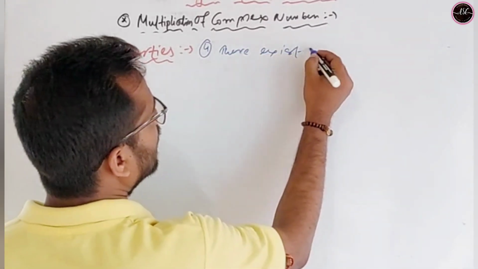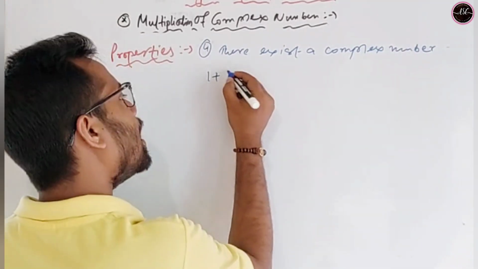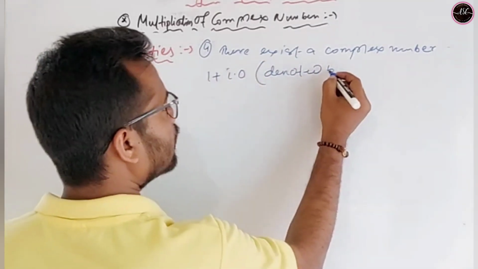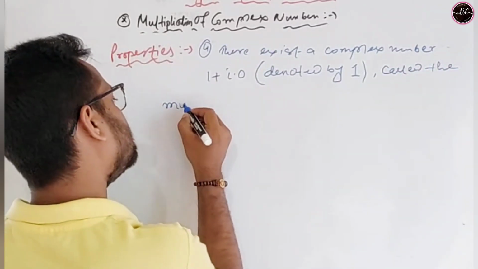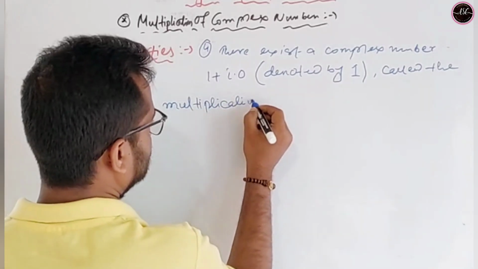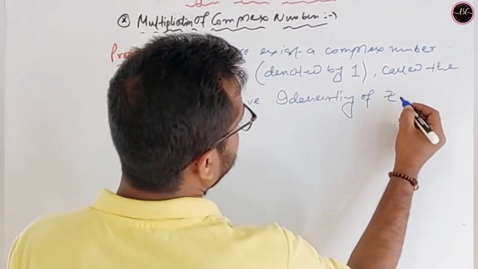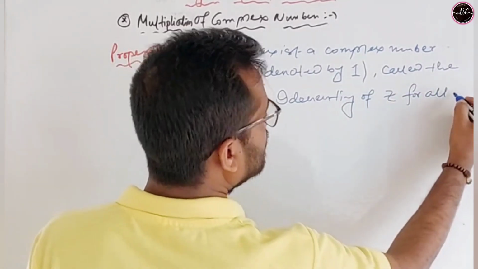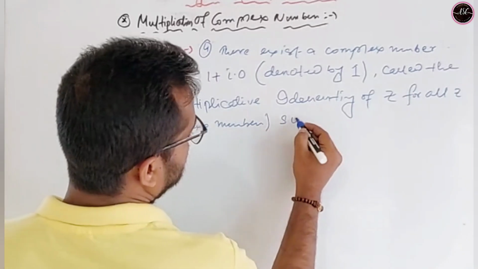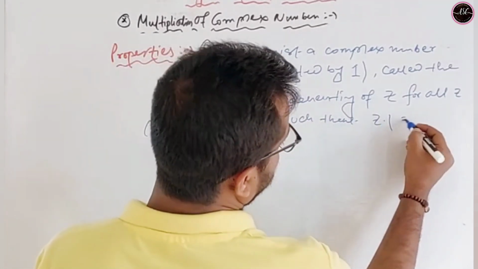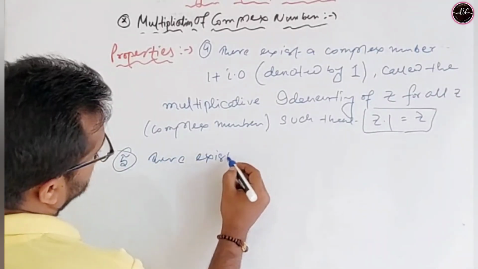There exists a complex number 1 plus I0 denoted by 1, called the multiplicative identity of Z, for all Z where Z is a complex number. Okay, either Z dot 1 is equal to Z.